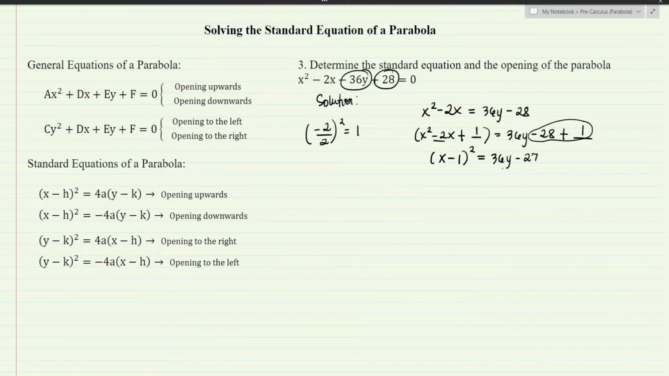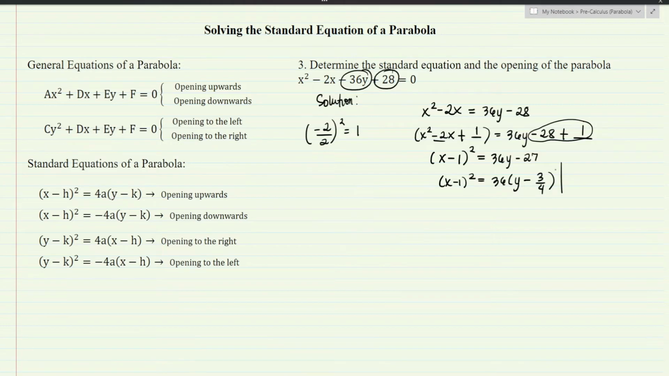Now, the last step here is I will need to factor out the coefficient of y on the right side of the equation. So I will have here 36 multiplied by y. Now, as for the value here, we would have to think of a number that if we multiply to 36 would equal negative 27. And that would be negative 3/4. Then I'll just copy the left side of the equation. So x minus 1 squared.